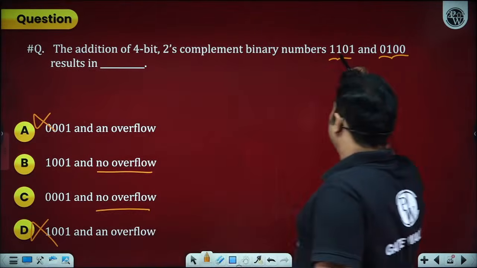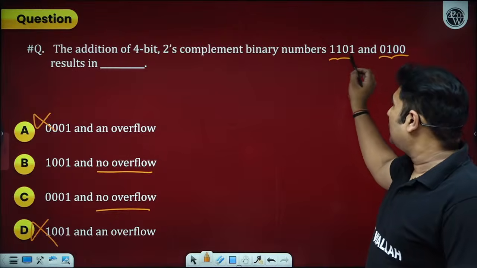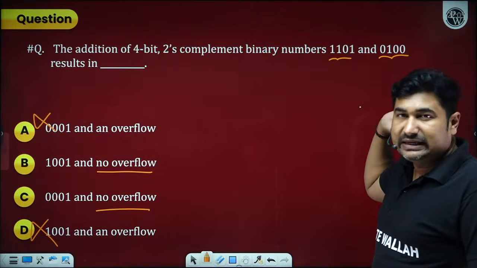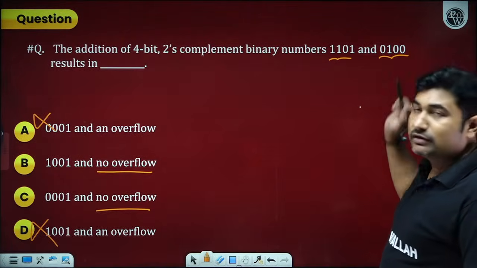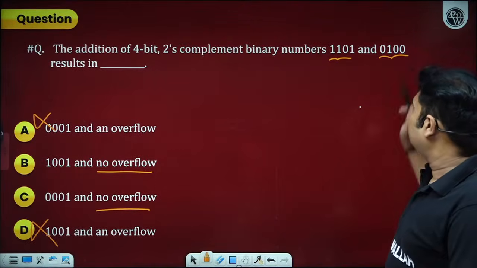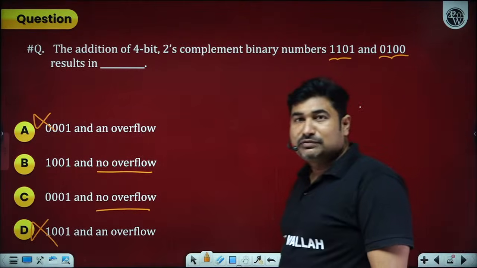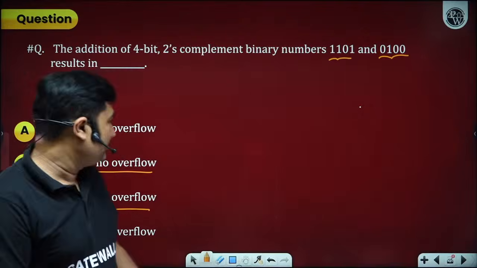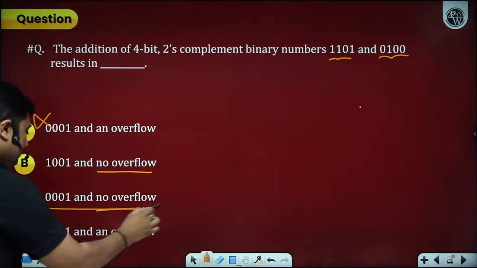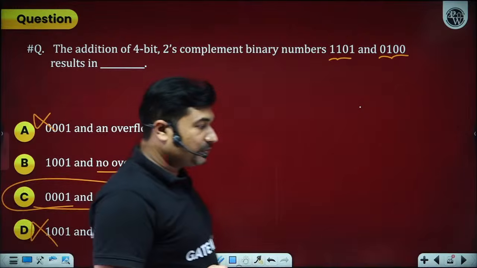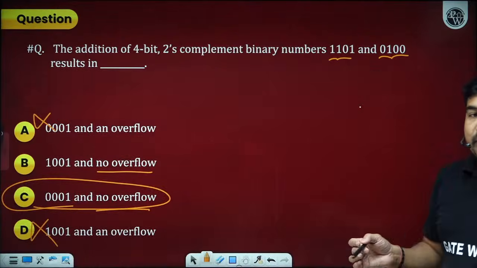This is minus 8 plus 5, which means minus 3. The other is plus 4. Minus 3 plus 4 is definitely plus 1. So plus 1 is your answer. You need not even move your pen.